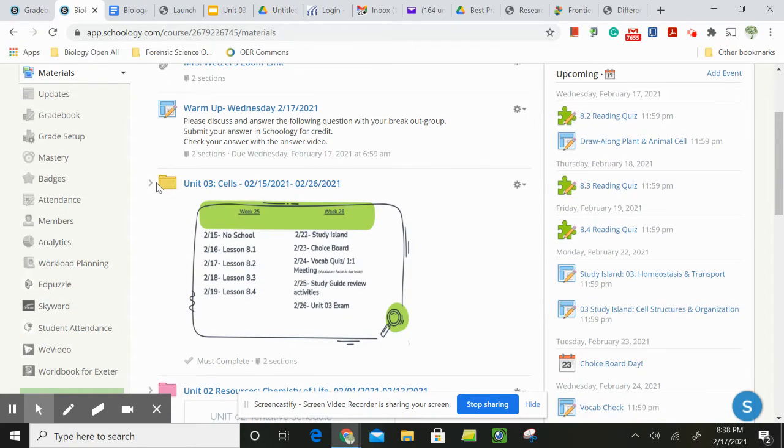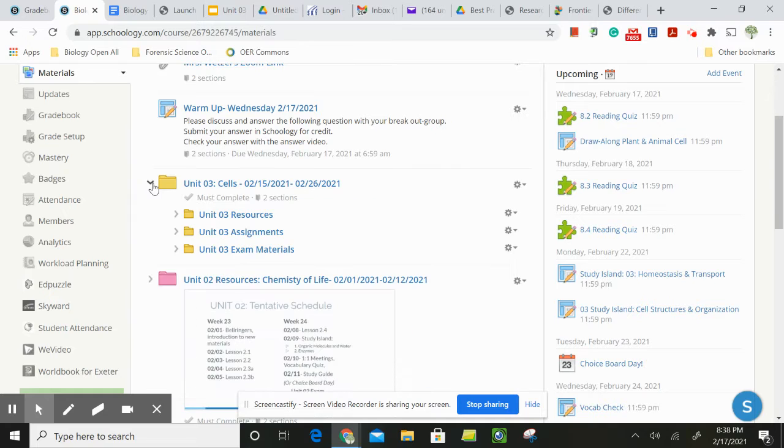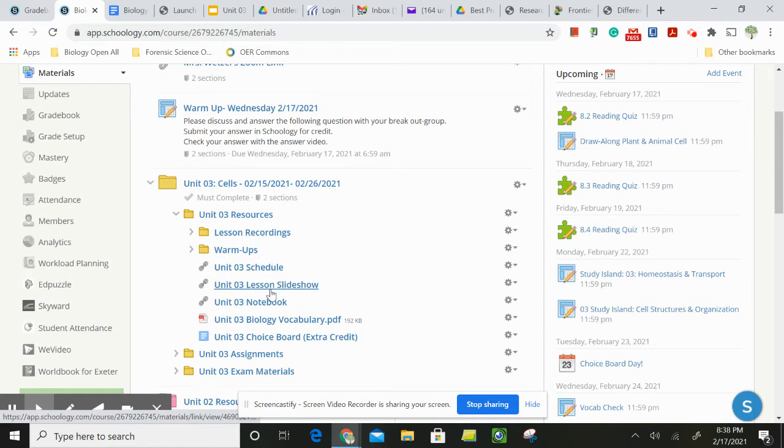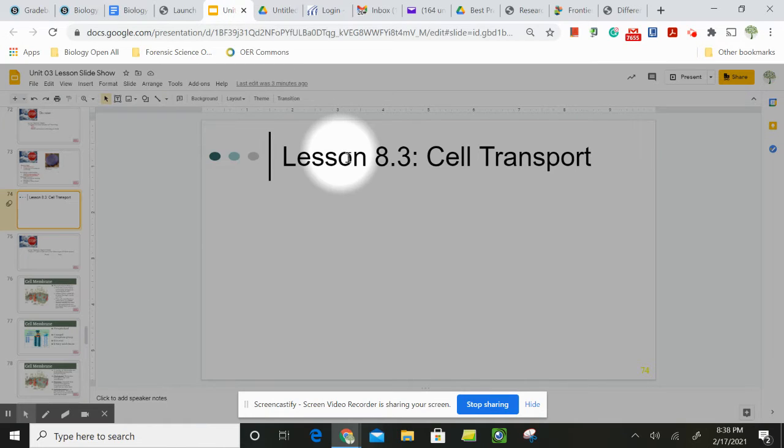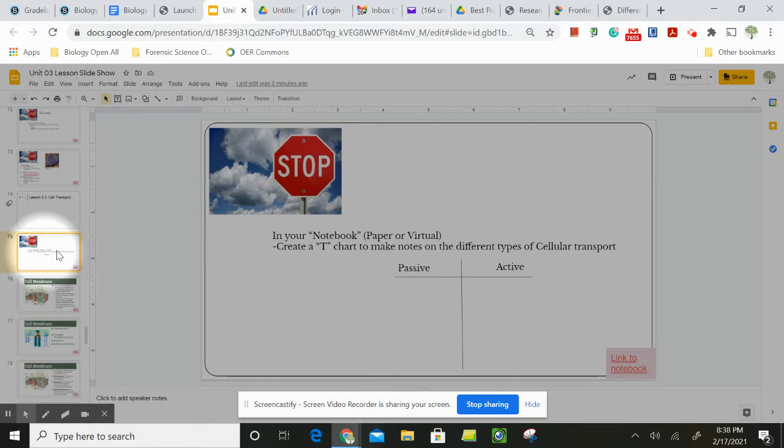All right, that being said, let me get into the lesson for today, which is in the Unit 3 resources folder in the Lesson 3 slideshow. We are in Lesson 8.3, Cell Transport. Slide number 75 here has a T-chart that would be beneficial for you to either write down on paper or keep in your virtual notebook. And here is the link to your virtual notebook.